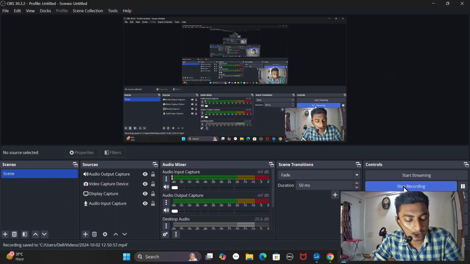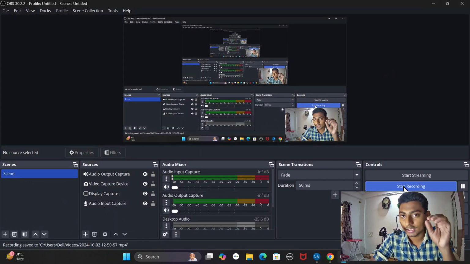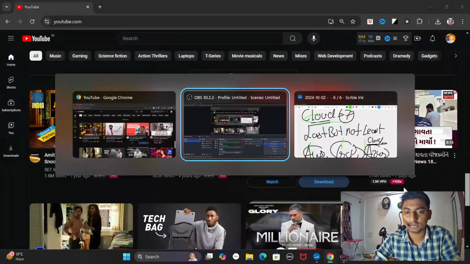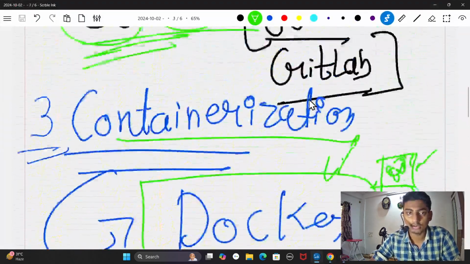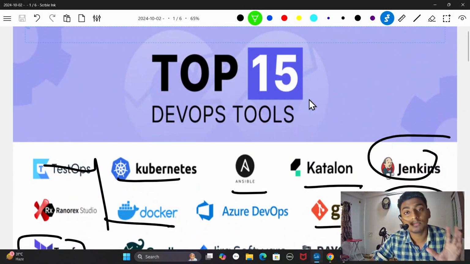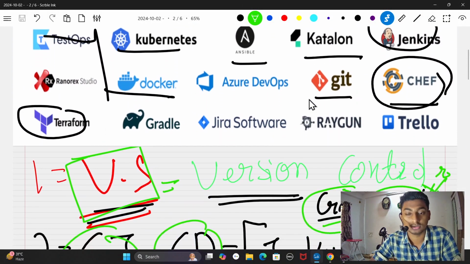So hello guys, we are talking today about DevOps tools in 1 minute. Okay, so let's start this concept. So here there are lots of things I have written. Here are the top 15 tools, there is an image, but this is not okay.